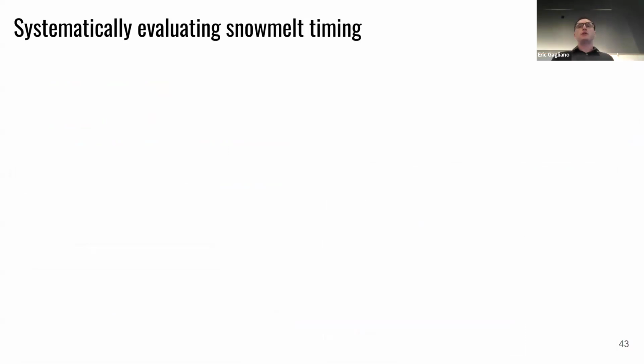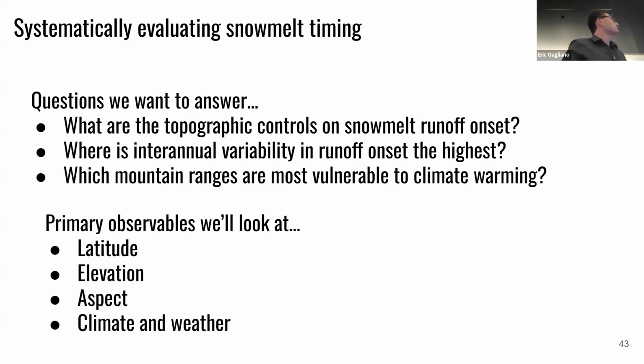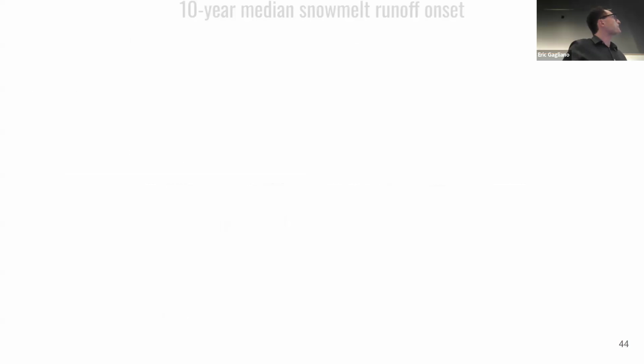So now let's actually apply these data sets to answer some of those questions that we were asking in the beginning. We were interested in the different controls on runoff onset timing and what mountain ranges might be most vulnerable to climate warming. So we're going to be looking at things like latitude, elevation, aspect, and spring temperatures.